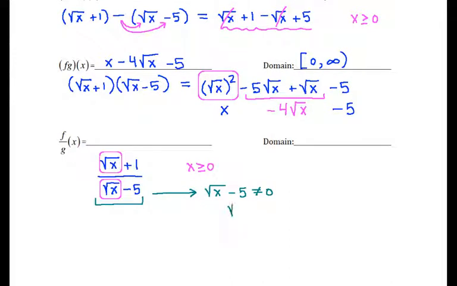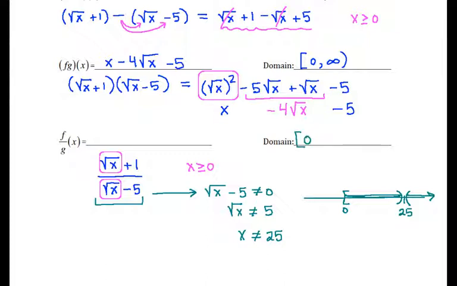That tells me that the square root of x cannot equal 5, and then if I square both sides, that gets me that x cannot equal 25. So x is greater than or equal to 0 and is not equal to 25. If I want to just draw that on a number line, I'm going to see that I have 0 here, I have 25 over here. I can have a square bracket here, but I have to remove 25 from my set. So everything in between 0 and 25, everything greater than 25 is all in my domain. So this is what it would look like in interval notation.